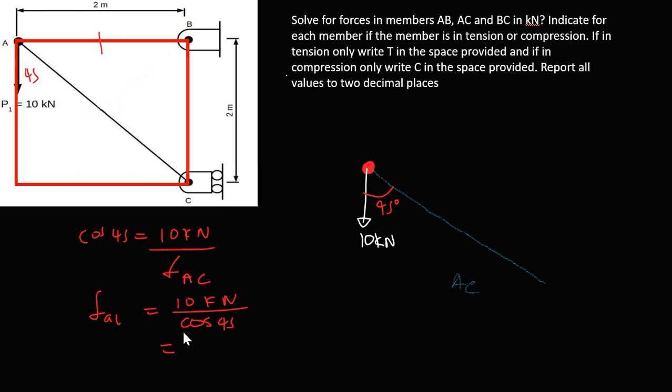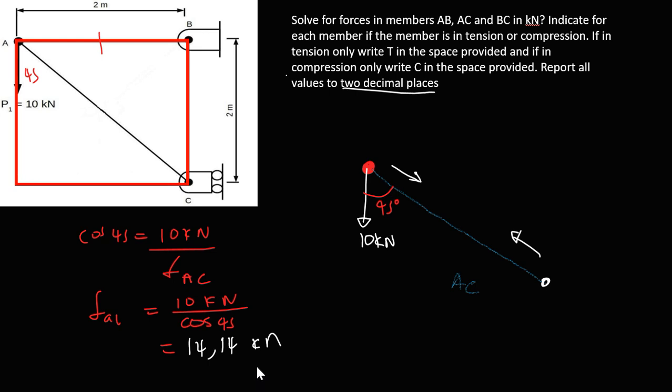If you worked it well with your calculator, you should get an answer of 14.14 kilonewtons. Remember, they said we should report our answers in two decimal places. I don't know where they said it, but we just obeyed that. And also, they said we should report it in kilonewtons. That's what I just did.